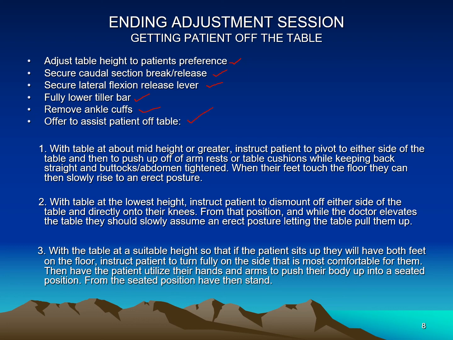All right, so you've got descriptions that you can read over for 3 ways to get off the table, and then there is a video that will go over the first 2, and again the third one I'm pretty confident that you have seen or maybe even done before, but very simply you set the table height so that if the patient were to sit up, they would have both feet on the floor. Then you just instruct the patient to turn fully on their side and to pick the side that's most comfortable for them. And you can ask them, in bed last night, Joe, what side was it easiest to lay on?